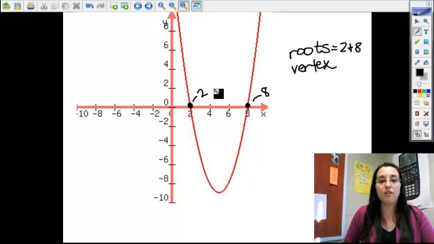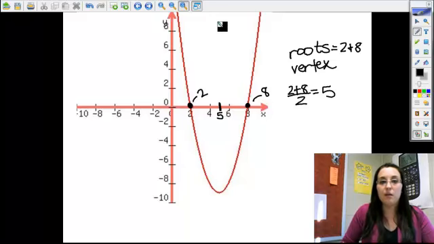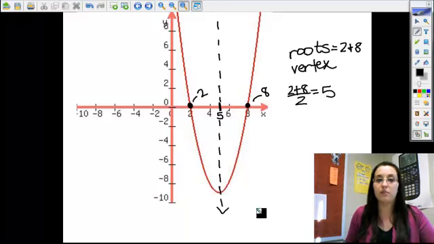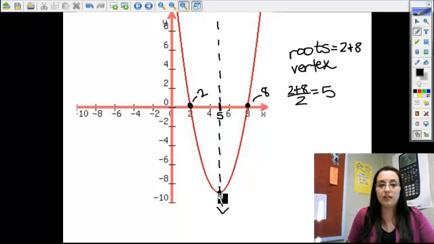So I want to average those numbers. So I want to look at what would be halfway between those. Okay, so 2 plus 8 divided by 2. That's going to be averaging those two numbers. And that gives me 5. 5 is halfway between there. So that would be my line of symmetry. It's going to be down where x equals 5. That's my line of symmetry. So I know my vertex is going to be right on there.